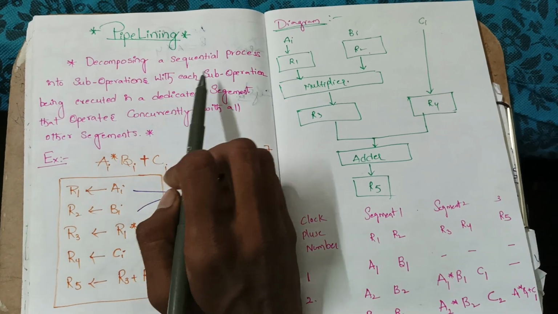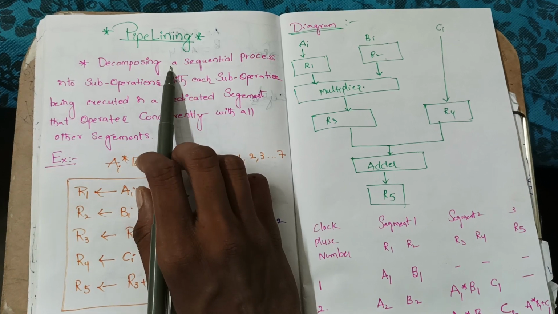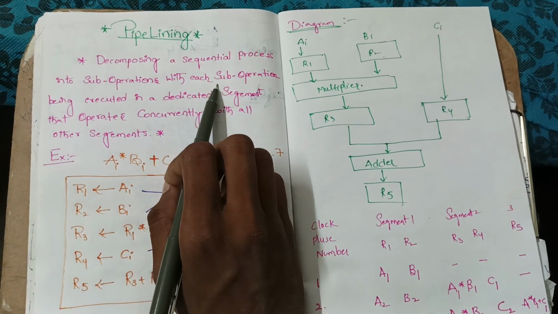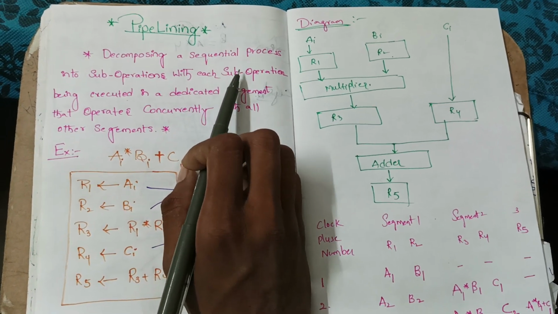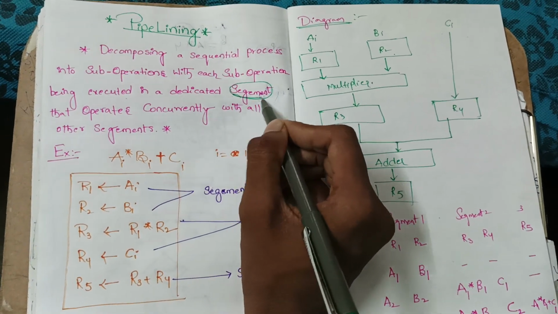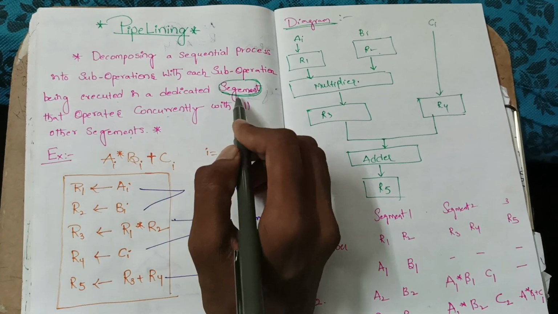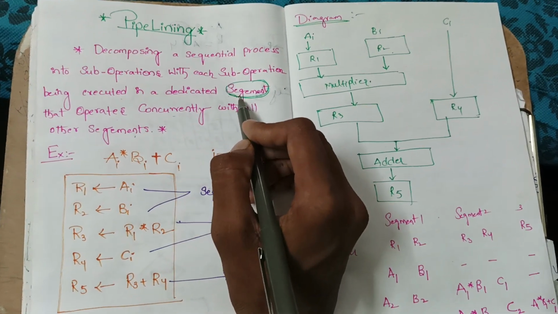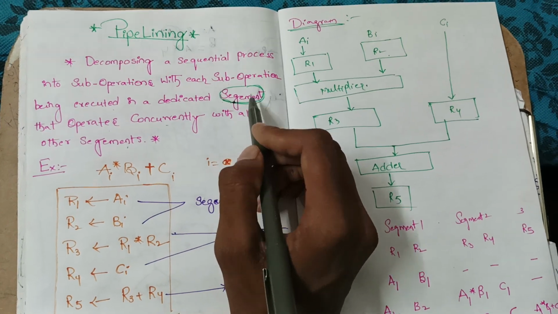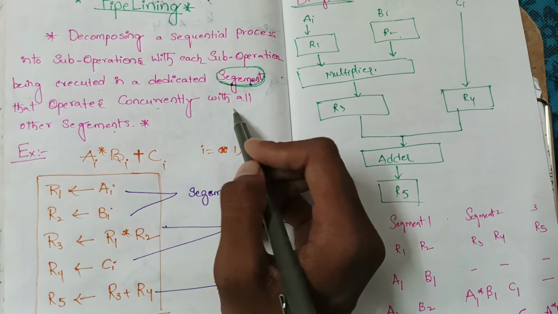sub-operations, with each sub-operation being executed in a dedicated segment. That means our process should be divided into n number of sub-operations. Those sub-operations can be done by using a dedicated segment. Here segment means a hardware component that operates concurrently with all the other segments. That means at a time not just one segment is executed. Whenever one segment is executed, in addition to that segment, all other segments are also concurrently executed.